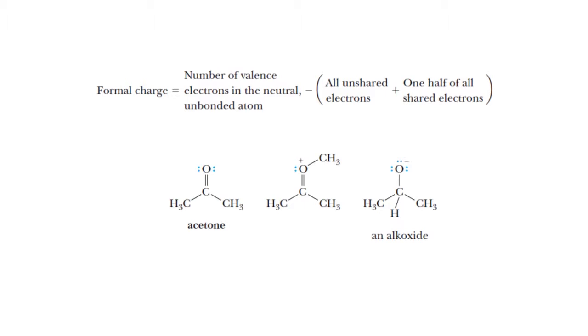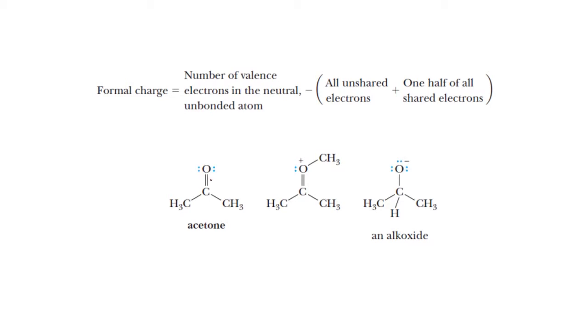Hello everyone, today I will be talking about how to assign formal charges. To assign the formal charge, we need to subtract all unshared electrons, such as the lone pairs, plus half of all shared electrons that happen due to bonding, from the number of valence electrons of the neutral unbonded atom.